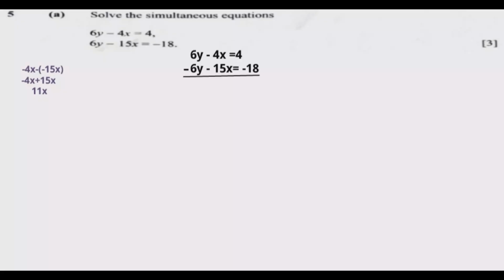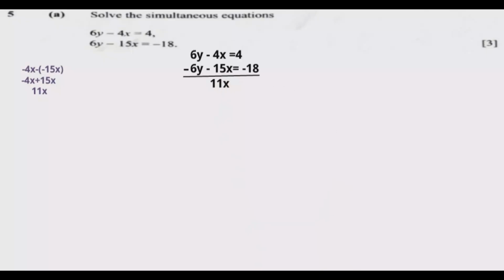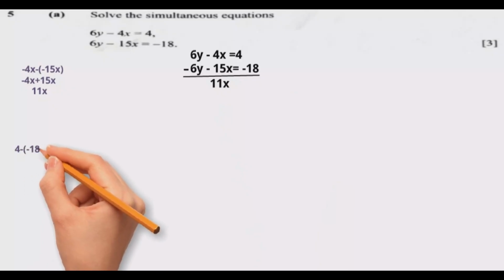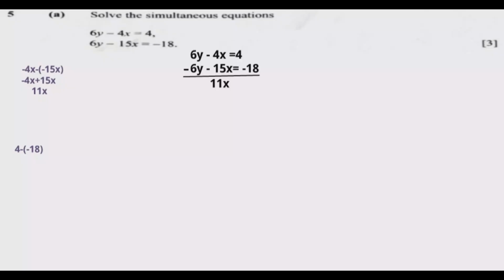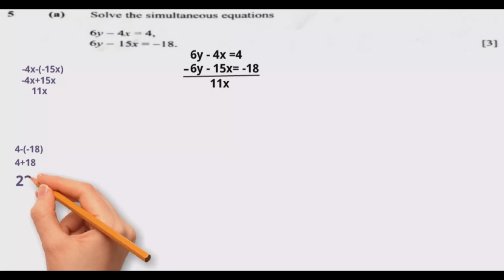Then we say 15 minus 4 will give us 11, so we're going to have 11x. Then we come here and say 4 minus negative 18. 4 minus negative 18 will give us positive 22. Why? Negative times negative will give us positive, so it will be 4 plus 18, which will give us 22.